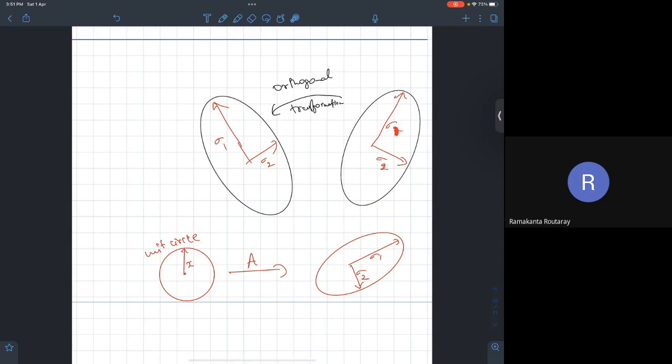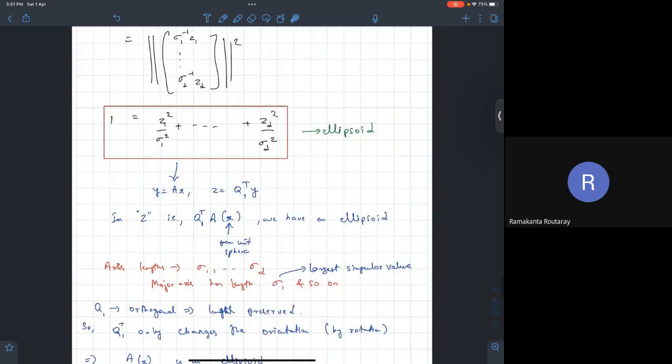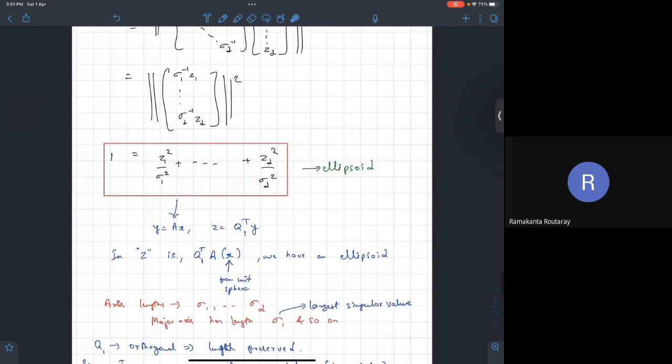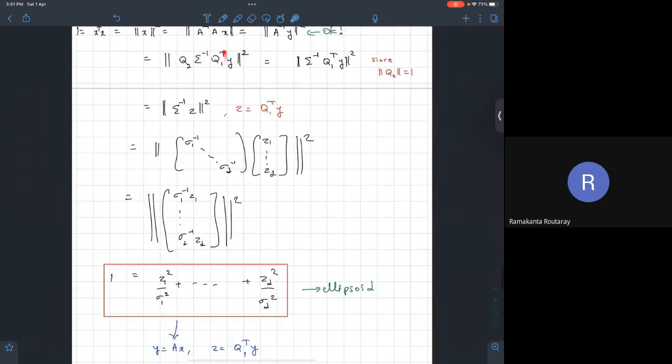It makes them an ellipsoid whose lengths are sigma 1 to sigma d. That's all I want to make. That's the point I have been trying to make. And this explanation came entirely because I used SVD also. You understand the point I'm trying to make?